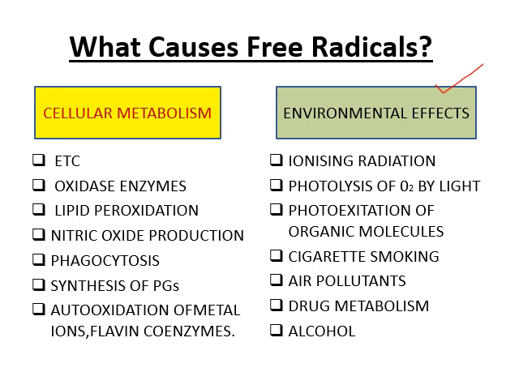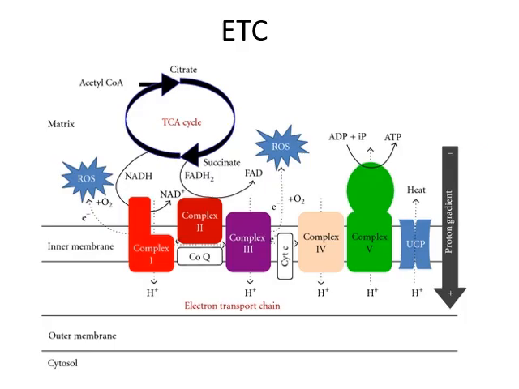So in all these metabolic reactions, these processes will be responsible for the synthesis of free radicals in the human body. Let's discuss one by one later. Now the second category: exogenous sources of production of free radicals, or environmental factors: ionizing radiation, photolysis of oxygen by light, photoexcitation of organic molecules, cigarette smoking, air pollutants, drug metabolism, alcohol, etc.